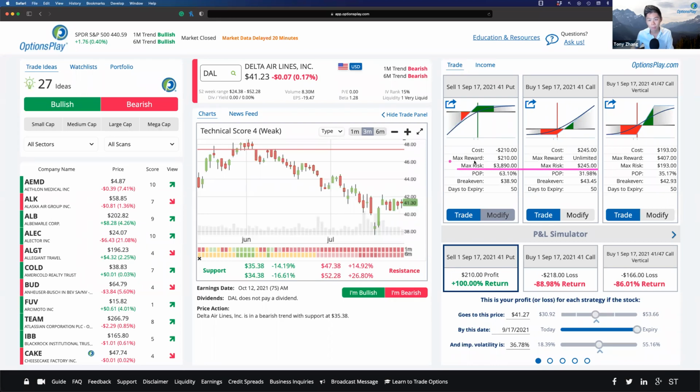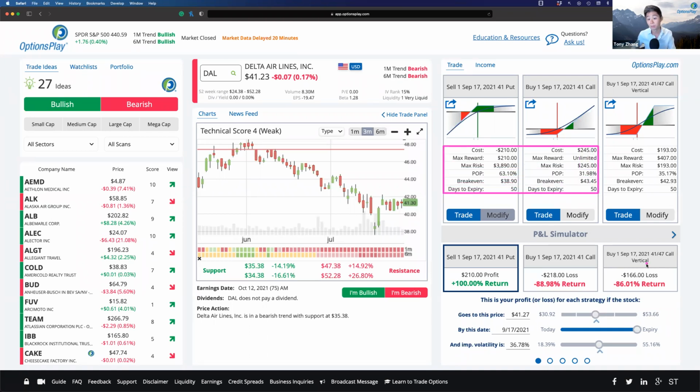Max risk, max reward. For those of you that are interested, probability of profit, your break-even point. So a lot of times, especially when you're first starting, there's a lot of numbers and you're confused as to how to calculate all of these numbers. We understand that. That's why we created this platform, so that all of these numbers are calculated for you.